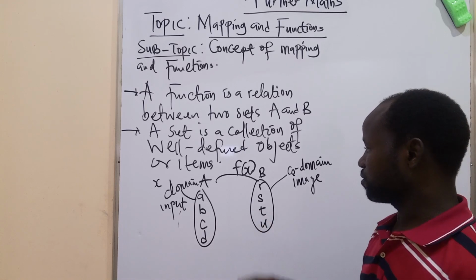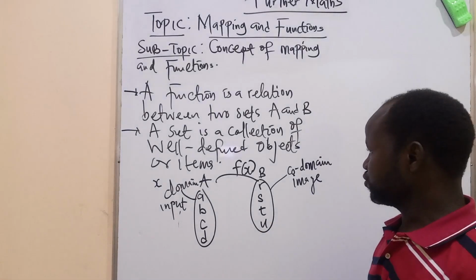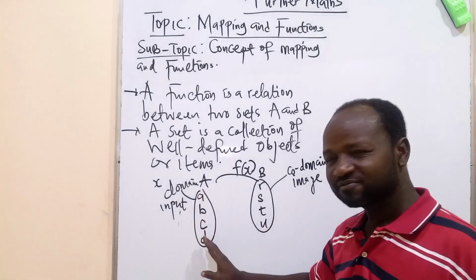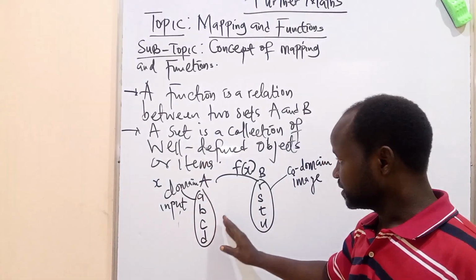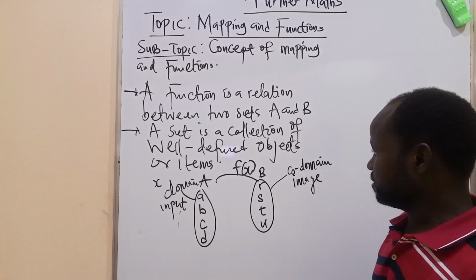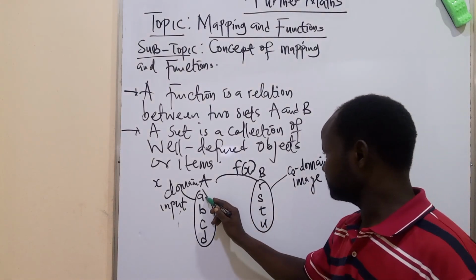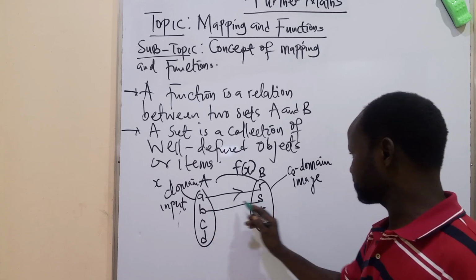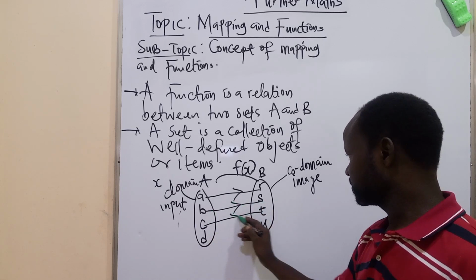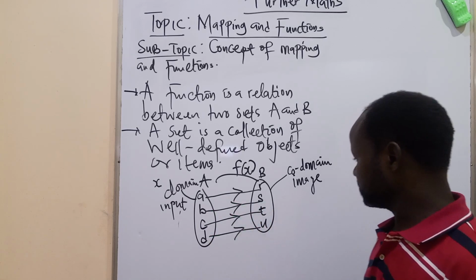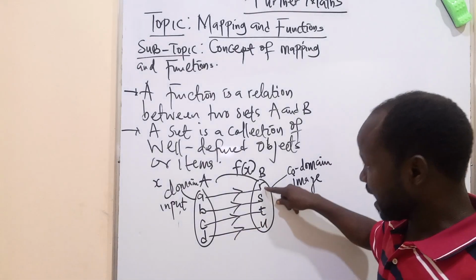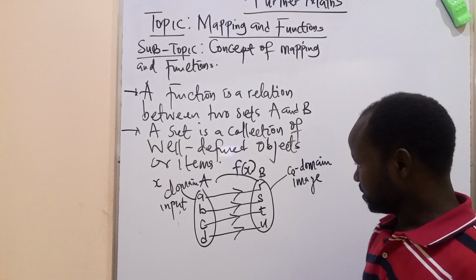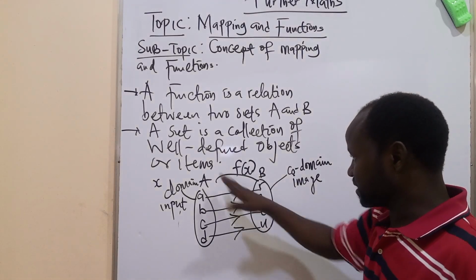Let's look at what we call range. The range are the elements in the codomain that have their pre-image. It means if, let's say, A is mapping to R, B is mapping to S in this order, the range here are R, S, T, U. Range must have a pre-image. But peradventure I have another element here that doesn't have a pre-image.